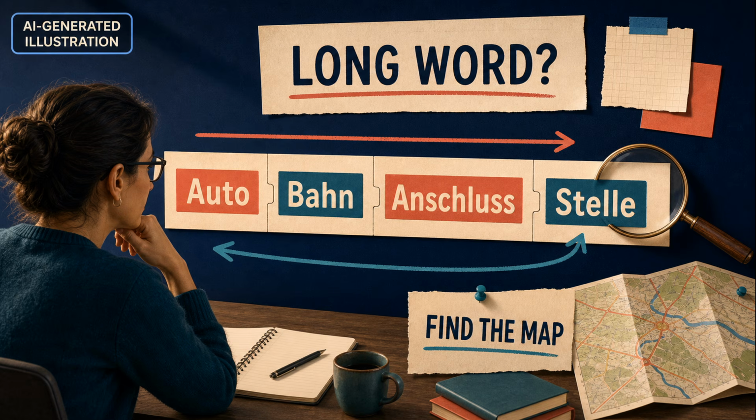The University of Tübingen uses it as a real example of recursive compound splitting. First Autobahn plus Anschlussstelle, then Auto plus Bahn, and Anschluss plus Stelle. That already sounds less like a monster and more like a small map. Today we will follow that map.